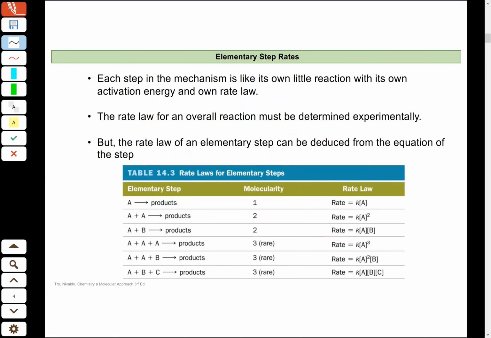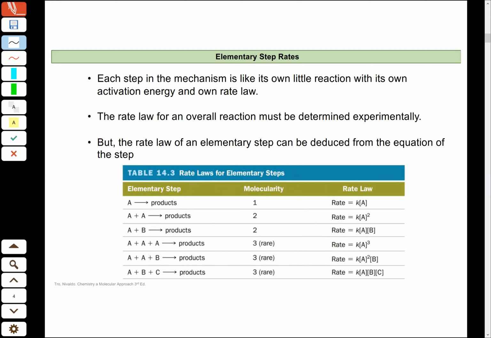Now, each step of the mechanism is an elementary step, and it's kind of like its own reaction in and of itself. It has its own activation energy, as we saw in the previous slide, but it actually also has its own rate law that is associated with it. And then the rate law for our overall reaction is something you have to determine experimentally. And it'll depend on which steps are slow, which steps are fast. And it might be a combination of multiple steps.